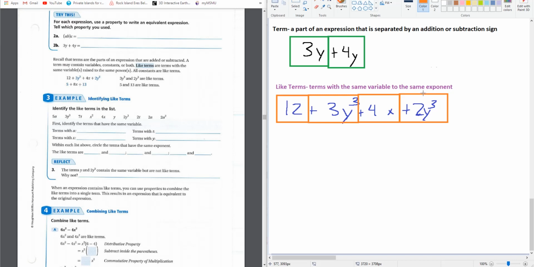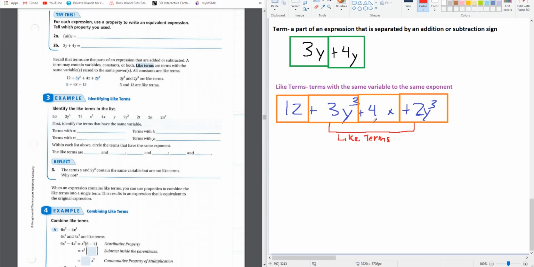Awesome. Now I'm going to identify which terms are like terms. Which of them have the same variable? Well, it looks like this second one and this fourth one have the same variable. Do they have the same exponent? Oh, yeah, they do. They both have an exponent to the power of 3. That means that this term and this term are like terms. Let's play a game called Am I Going to Write Legibly? I win. Okay, like terms.